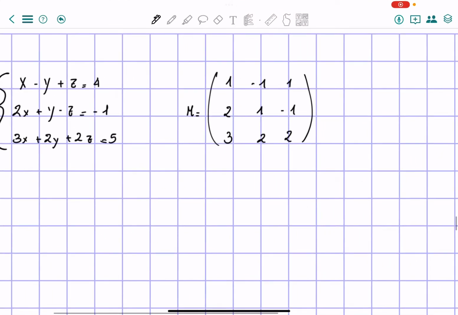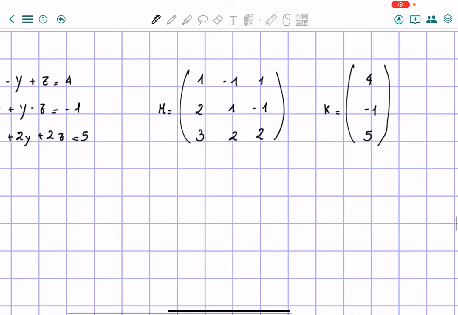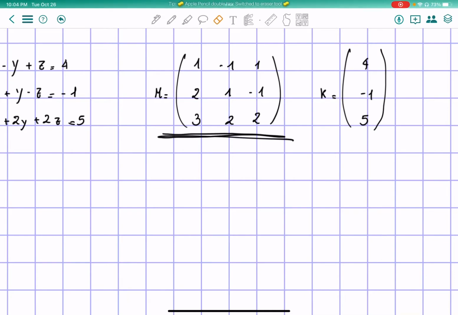And then our augmentation is going to be the numbers 4, -1, and 5. Now, the first thing we want to do is find the determinant of our matrix M.